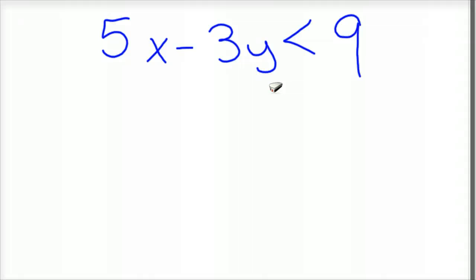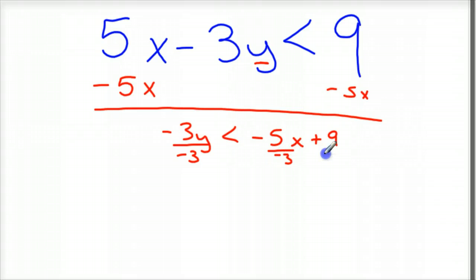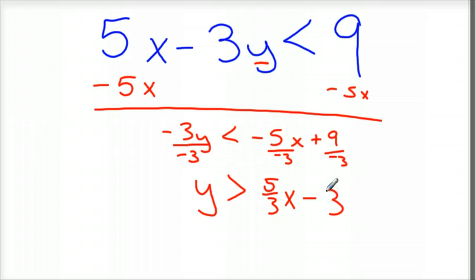So the first step I would do is get y by itself. So solve for y. Minus 5x to both sides of the equation, and so you'd have negative 3y is less than negative 5x plus 9. Then you have to divide by negative 3 across the entire equation to get y by itself. And when you divide or multiply by a negative number with inequalities, you have to flip the inequality. So y is greater than 5/3 x minus 3.